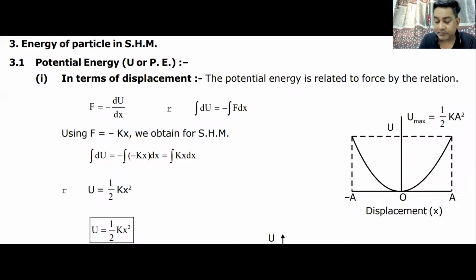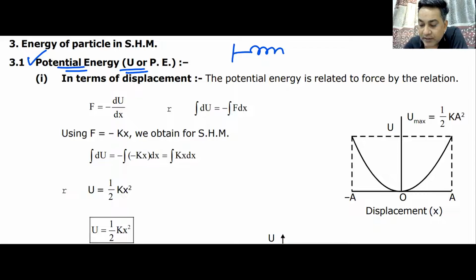We have talked about energy in simple harmonic motion, and we have to understand what are the two types of energy that are there in simple harmonic motion. So what are the two types of energy that are there? The first energy is known as potential energy of simple harmonic motion. And if you think of it as a block attached to a spring, we will come to this diagram and this case very soon.